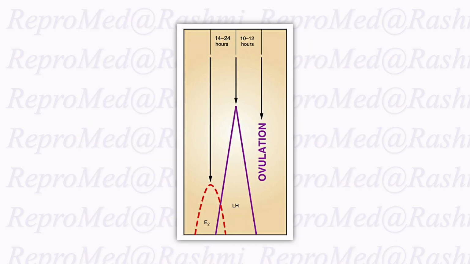The same thing is shown here in this picture. We can see the E2 peak, shown in red. Around 24 to 36 hours after the E2 peak, ovulation happens, while ovulation happens 10 to 12 hours after the LH peak.